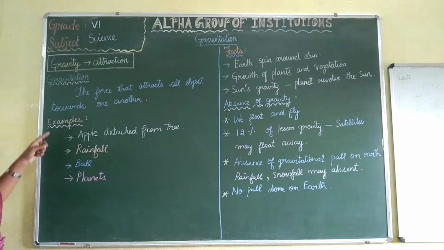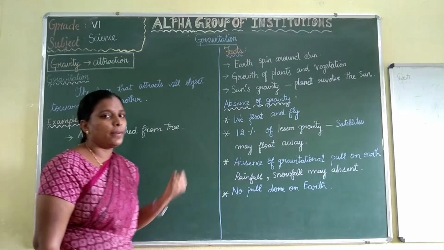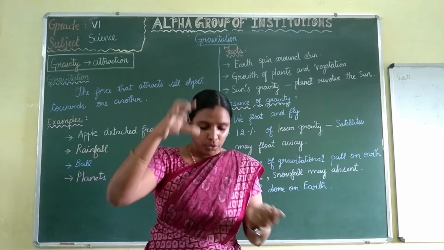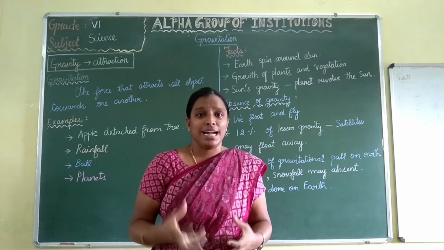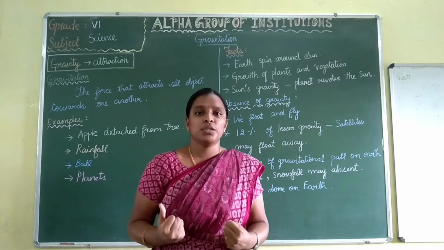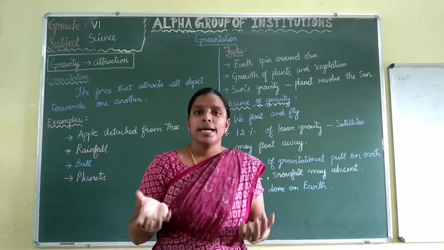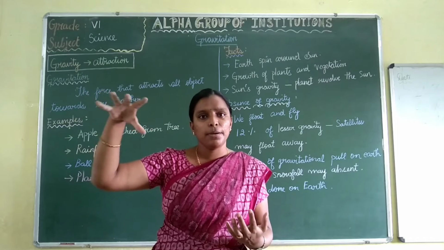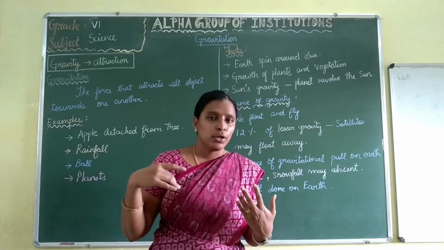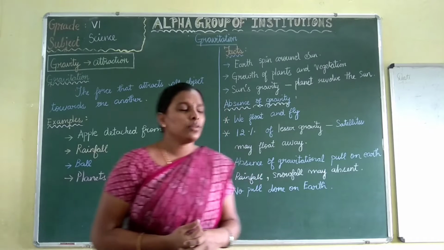Examples in your daily life: an apple detached from a tree falls or is pulled down. If I release a piece of chalk, it falls down because of gravity. The earth is attracting or pulling the object. If I throw a ball, it will come down. Nothing is pushing it from above, yet it automatically comes down because of the attraction of the earth. These are all examples.